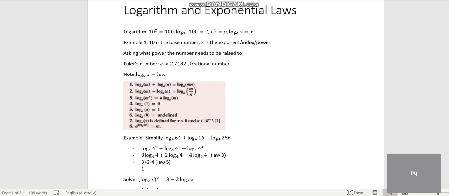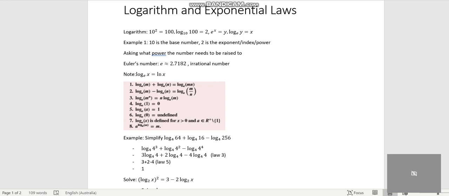And log a of x is defined so long as x is greater than 0 and a is a positive real number except 1. There are other ways of going about this, but for our purposes, these rules will be applicable. And a raised to log a of m is just m.